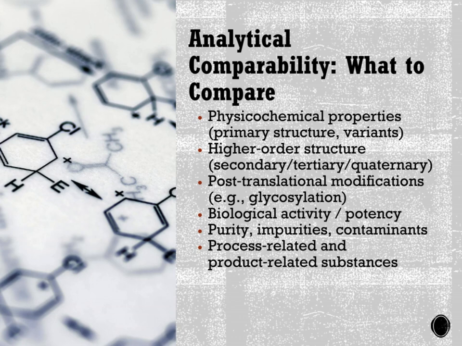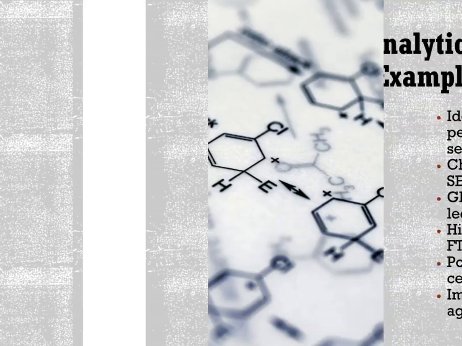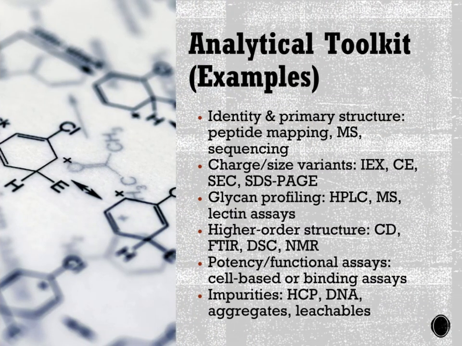The principle is that your analytical program must be broad enough to detect meaningful shifts, not just confirm that routine release tests pass. This slide gives representative tools. The guideline doesn't mandate methods, but it expects orthogonal, sensitive assays. For identity and primary structure, you might use peptide mapping or mass spectrometry. To detect charge or size variance, methods like ion exchange, capillary electrophoresis, SEC, or SDS-PAGE are typical. Glycan profiling often uses HPLC or MS, sometimes lectin-based assays.